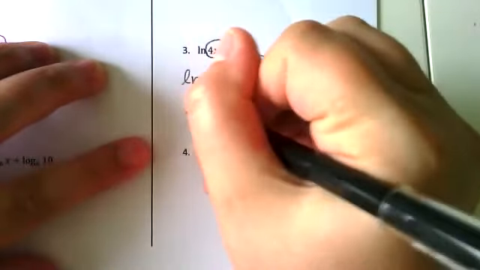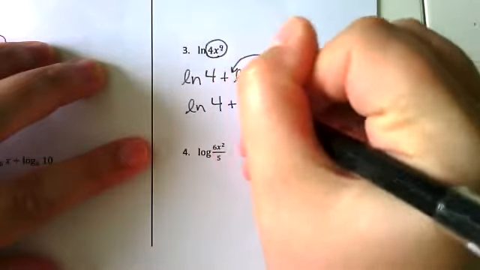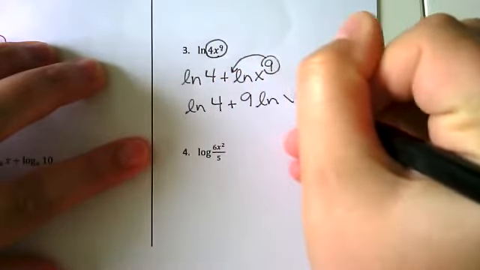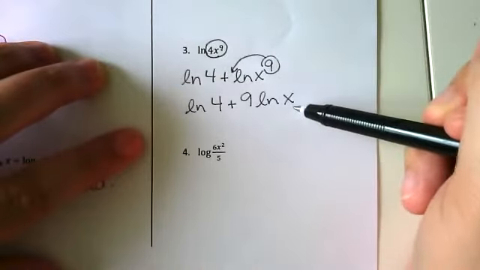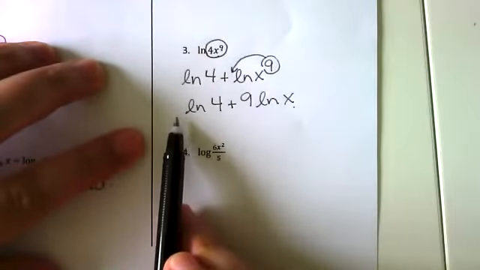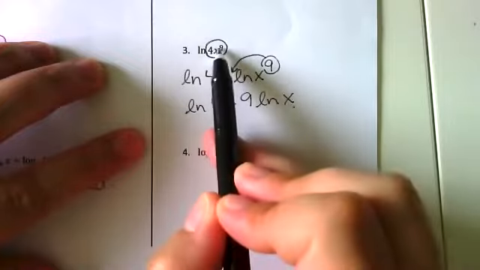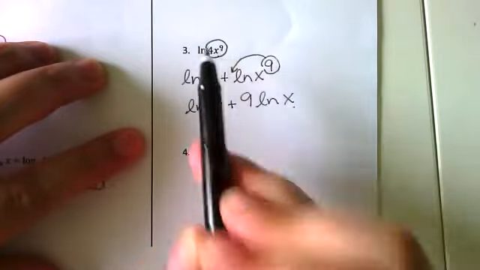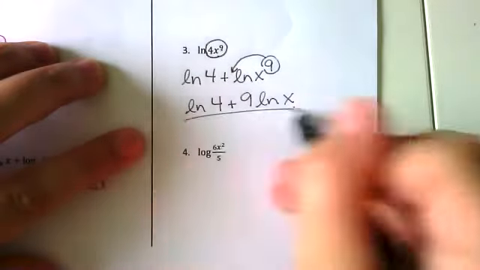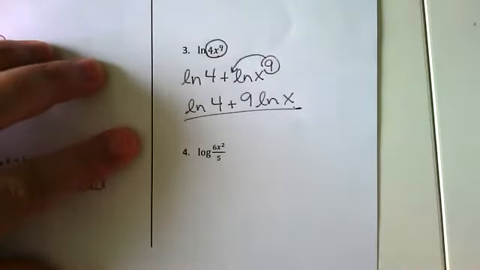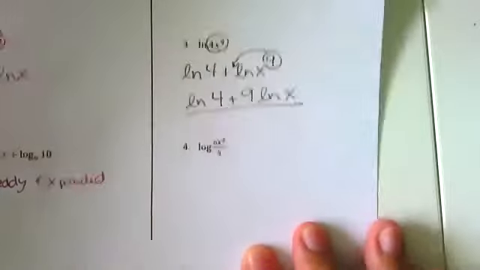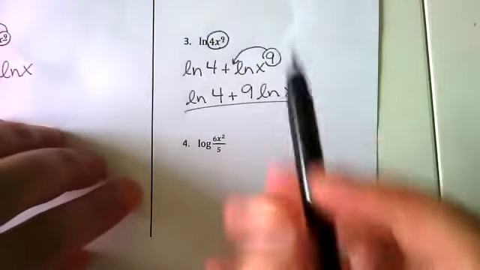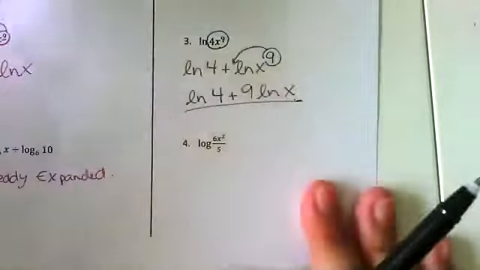Okay, now we need to take care of this 9 and we need to move it to the front. You can do that all in one step if you want to. I think it's a little easier to see that the 9 is only going in front of the natural log with the x. It's not going in front of the natural log with the 4 because the exponent 9 is only on the x. It's not on the 4. Okay, so here's our final answer. It's the natural log of 4 plus 9 times the natural log of x. And then again, we have 2 logs here because I have 2 terms.